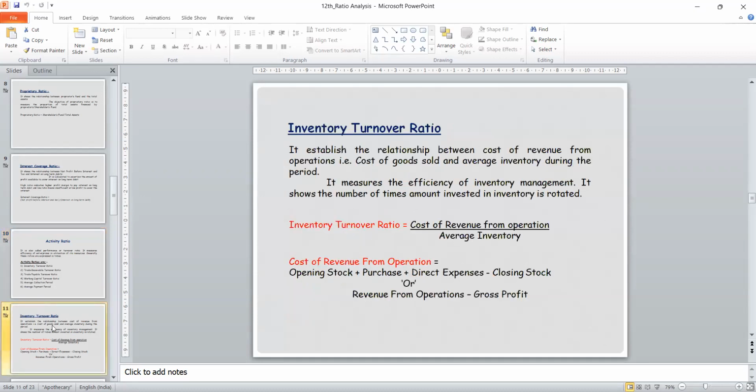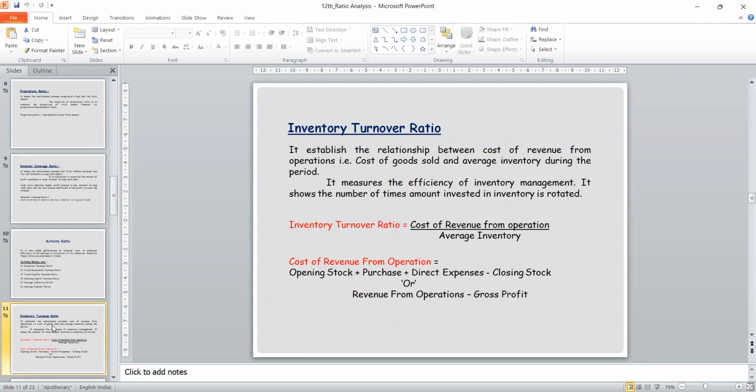Now, the first one is inventory turnover ratio. You can see it establishes the relationship between cost of revenue from operation, that is cost of goods sold, and average inventory during the period. It measures the efficiency of inventory management, meaning how a firm is managing its stock. It shows the number of times the amount invested in inventory is rotated.